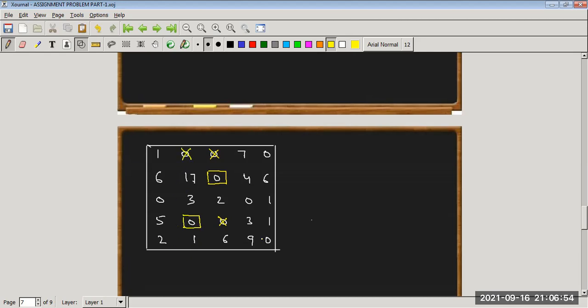In the fifth row there is only 1 zero, so we assign this. If there is any 0 in this column, then I'll cross it. So we cross. Now come to column wise. There is only 1 zero, so we assign this 0, and there is 1 more 0 in this column's row, so we cross it. So there is no 0 left. So again we get 4 assignments.